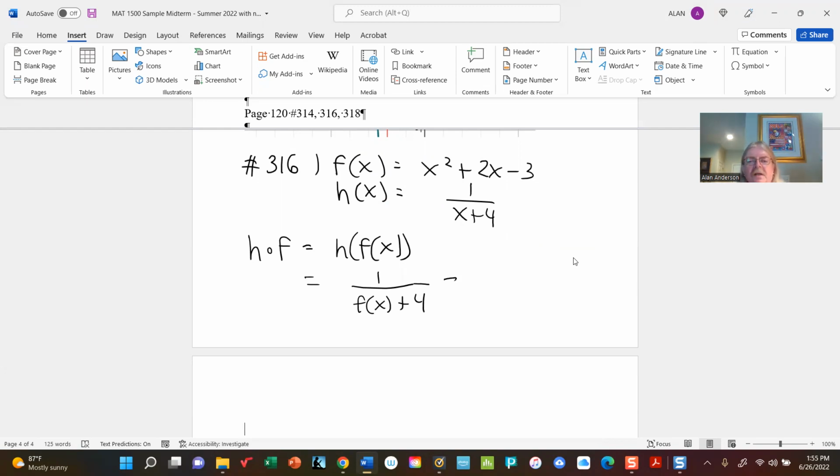But anyway, so you basically have just replaced the x in this equation with f of x. And now you just rearrange this slightly.